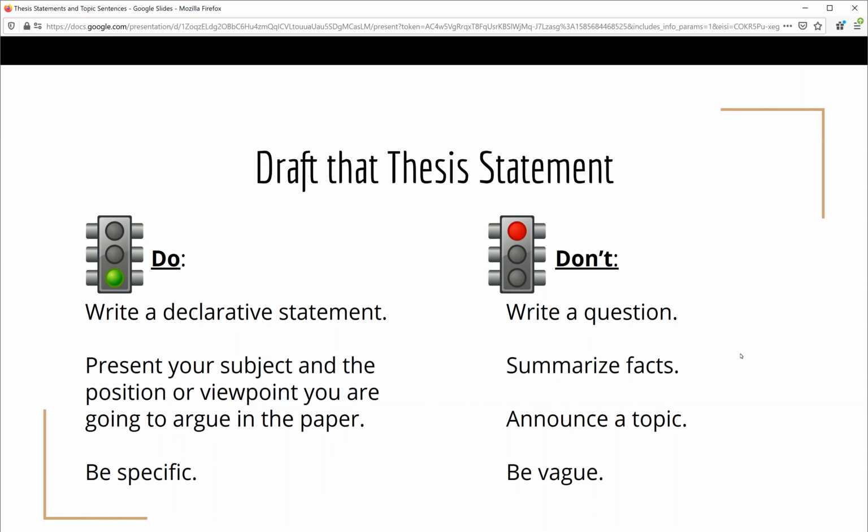Now it's time to draft your preliminary thesis statement. This is a simple declarative sentence that presents your subject and the position you are going to argue in the paper. The thesis statement will be written in third person. This means that the words I or you will not appear in the statement.